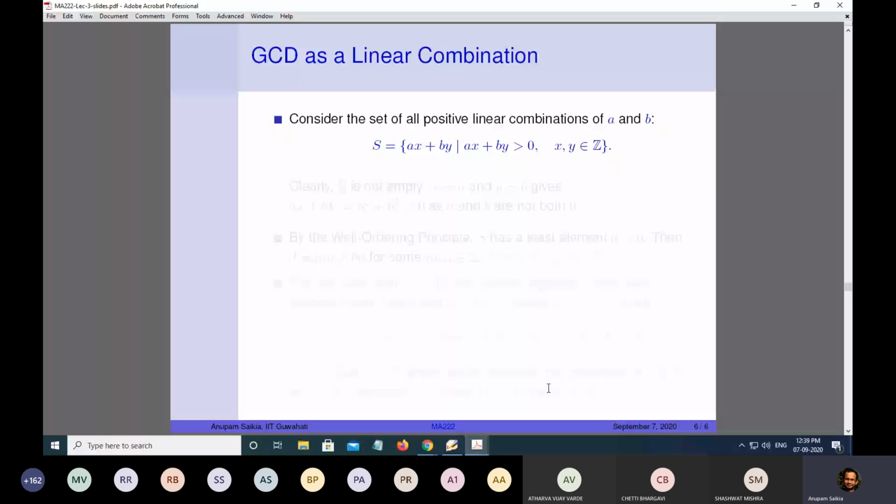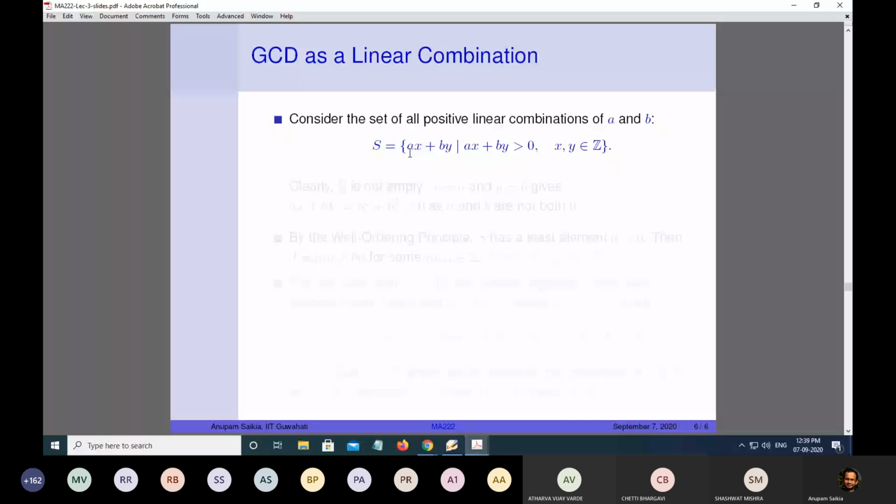First I have to ensure that this set is non-empty. So I have to produce some suitable x and suitable y such that a times x plus b times y is positive. And it is not hard, because I can just choose x to be a and y to be b. Then I'll get a square plus b square, which will be positive because not both a and b are 0. Because when we are trying to find the GCD, we have already ruled out both being 0. So at least one is non-zero, and a square plus b square will be positive.